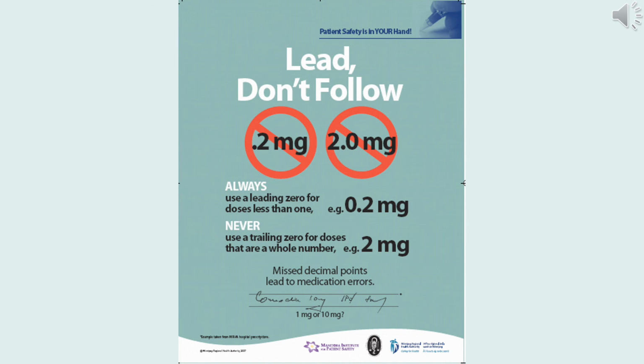This one is about the danger of using trailing zeros on medication orders. A good way to remember it is to lead and not follow. So always use leading zeros for doses under 1 and never use trailing zeros for doses that are whole numbers. The example here for a Coumadin order shows that the trailing zero can mean that the patient gets 10 times the intended dose for warfarin or 1/10 of the intended dose. Both scenarios can be very detrimental to a patient.